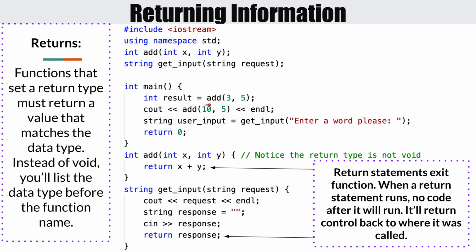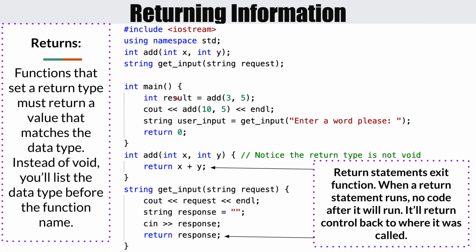We have int result is equal to add(3, 5). So 3 and 5 go here, right? And notice how in the return statement, it returns 3 plus 5, which is 8. So this return goes all the way back up here, and it replaces this. So this would now be 8, and then 8 would be equal to result.